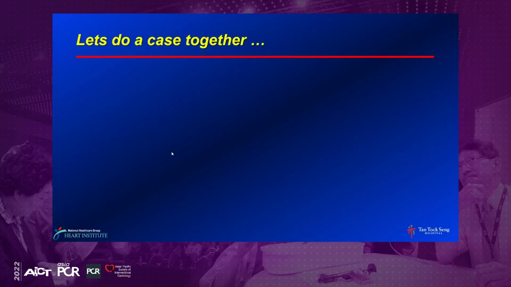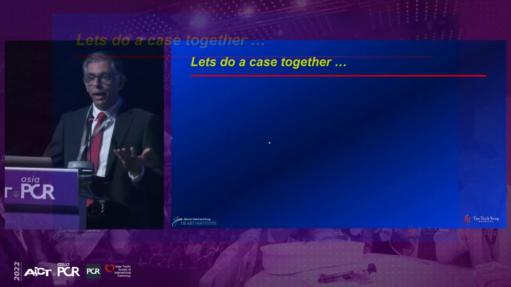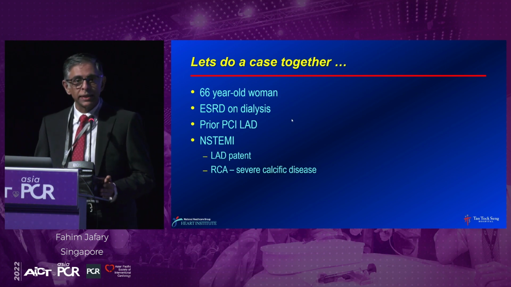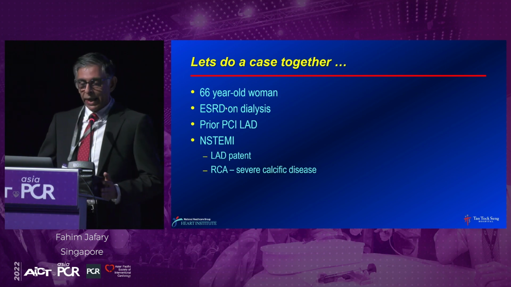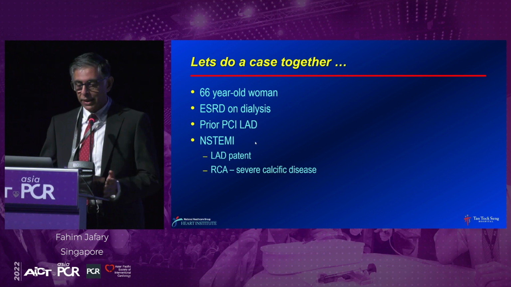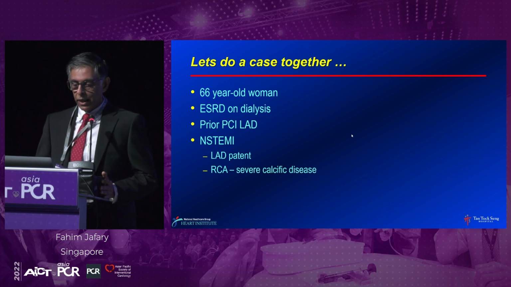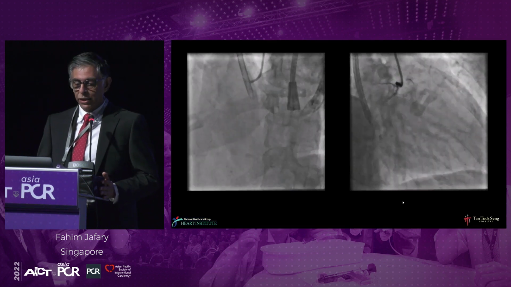So enough of these pretty pictures. Let's look at some more ugly pictures, and let's try to do a case together and look at the guiding principles behind IVL. So here you have a 66-year-old woman, ESRD on dialysis, no surprise, calcified lesion, prior PCI to the LAD, presents with a non-STEMI. The LAD is patent, and the RCA has severe calcific disease, and that's what it looks like.